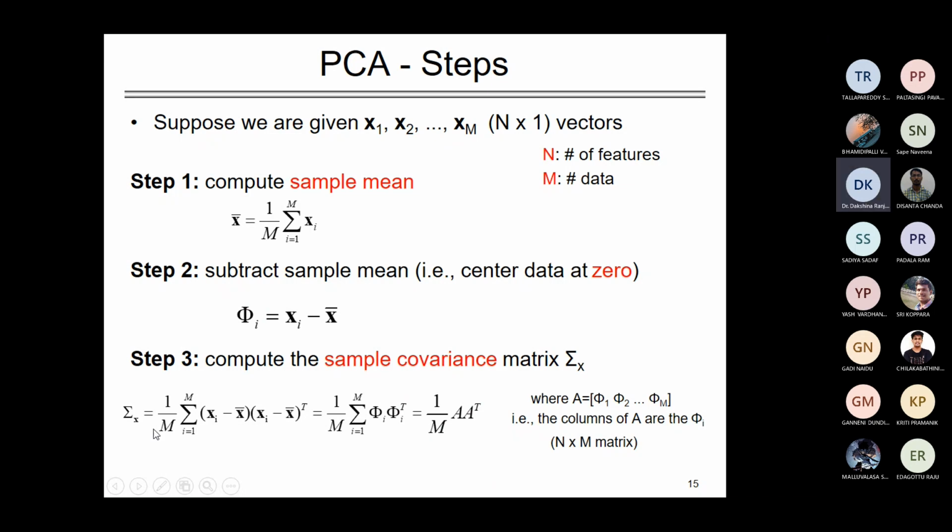We can write this covariance matrix in another form, which is given by 1 by m summation over phi i and transpose of phi i. Here A is a matrix of m deviations, where the columns of A are phi i. So we get an n by m matrix, where n represents the number of features and m represents the number of samples.